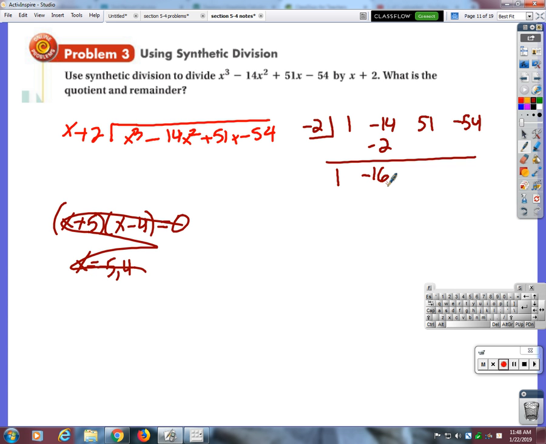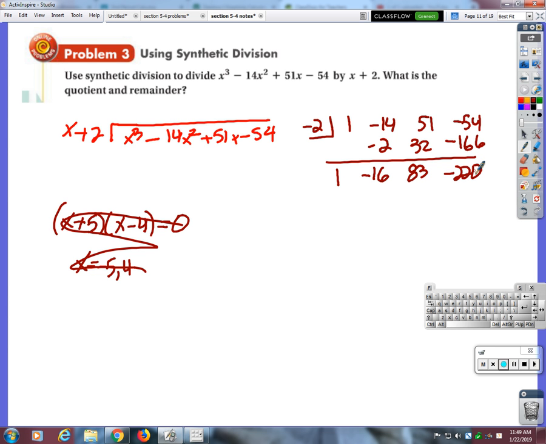Okay? So now if I go negative 2 times negative 16, what do I get? 32. And then if I add those together, I get 83. Okay? And then negative 2 times 83 is negative 166. And then if I add those together, I get negative 220.